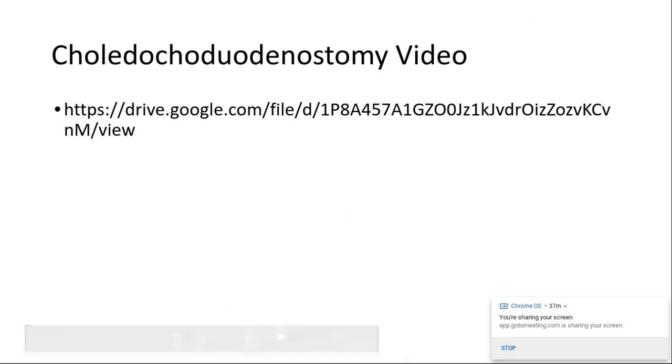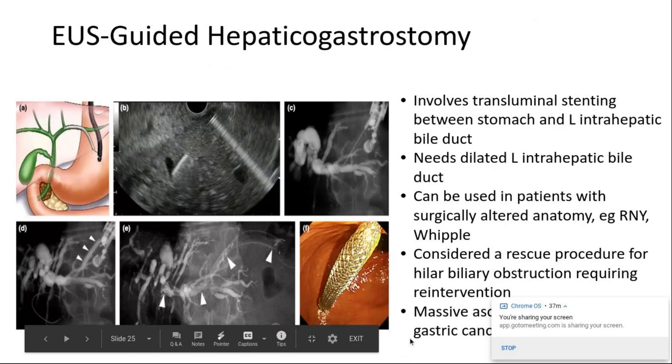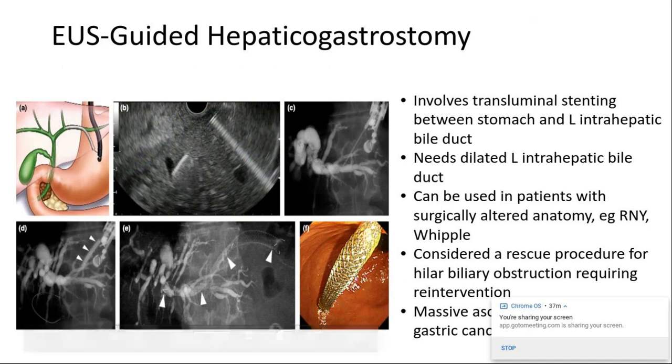Slide. Now let's talk about a hepaticogastrostomy. This is essentially the same idea with the puncture, dilation, and stent deployment, but with a different target. The specific anatomic features of patients that might make a hepaticogastrostomy preferable to other EUS techniques are based on the intrahepatic access route and the transmural drainage route.